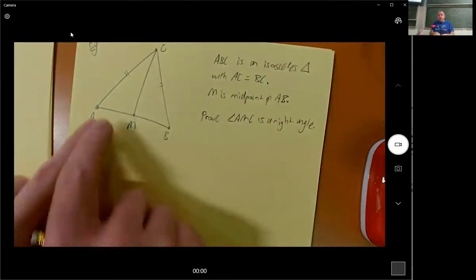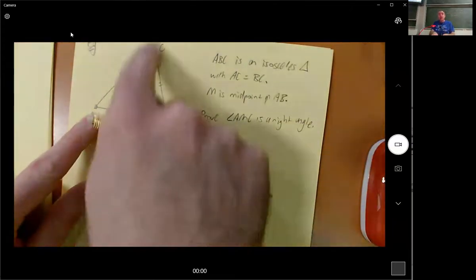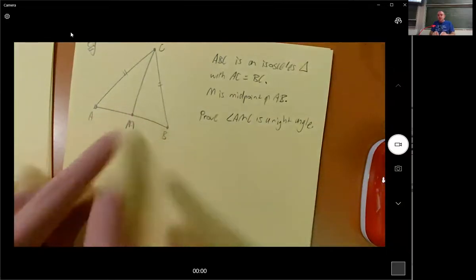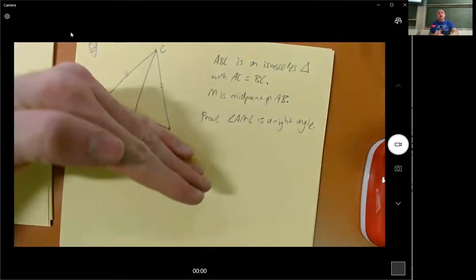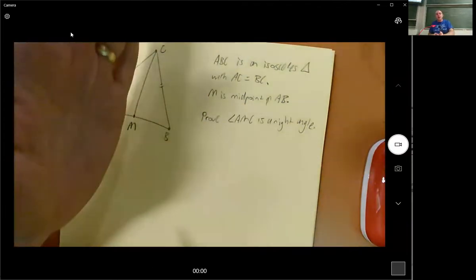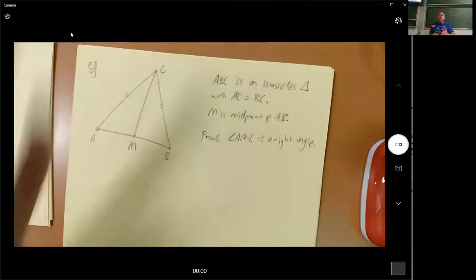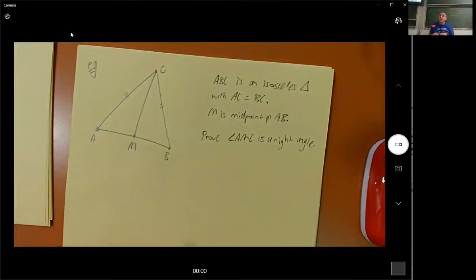Our goal is to show that this line is perpendicular to this line. We'd like for this to be a right angle here. And so if those lines are perpendicular, the dot product of any vector on AB with any vector on MC should be 0. So that's my plan. I'm going to find some vectors.